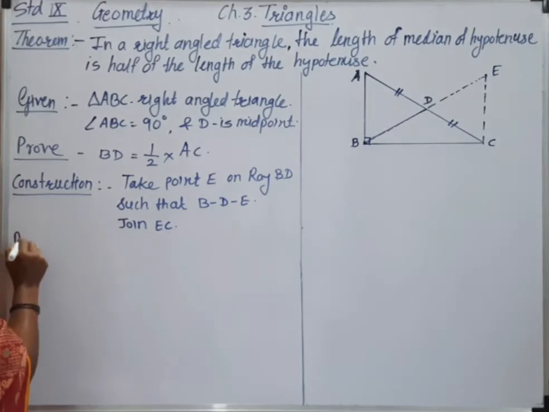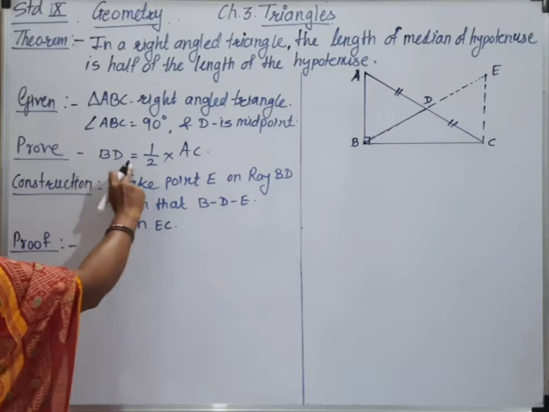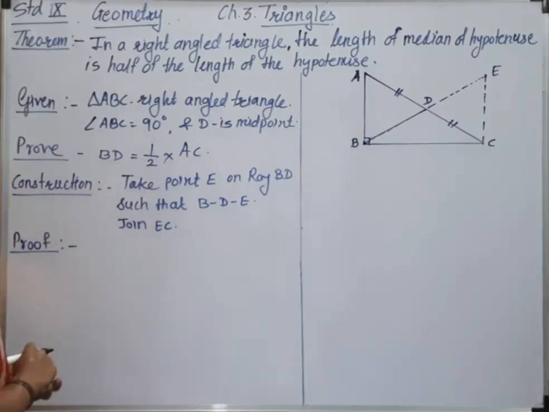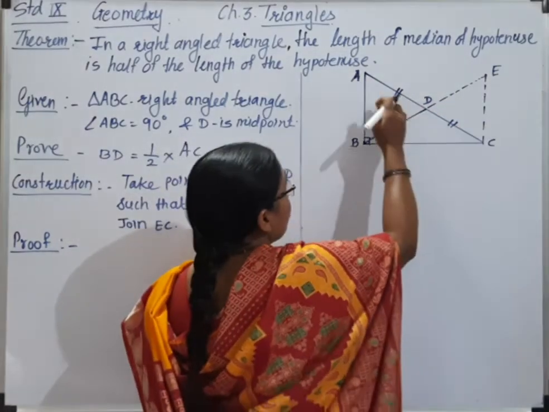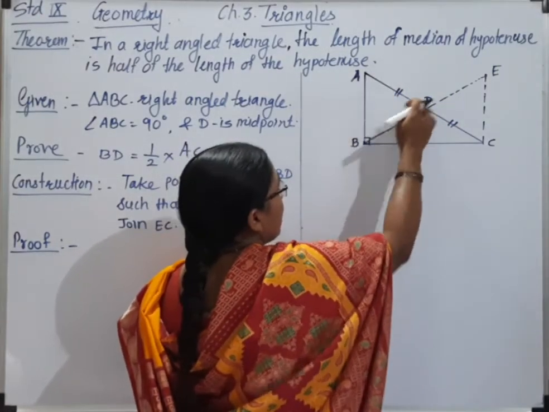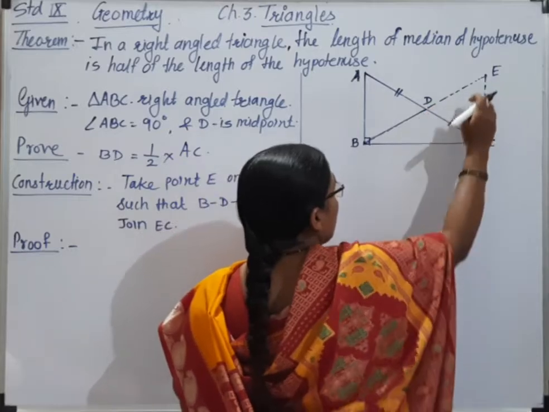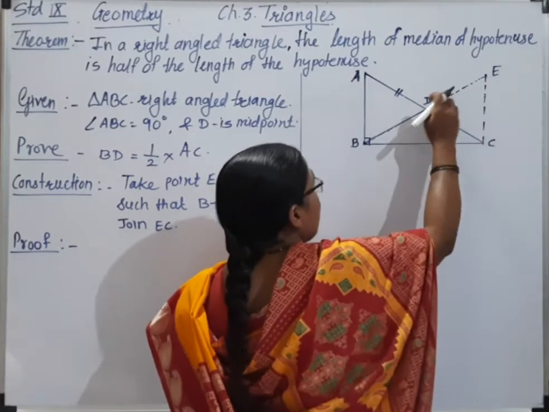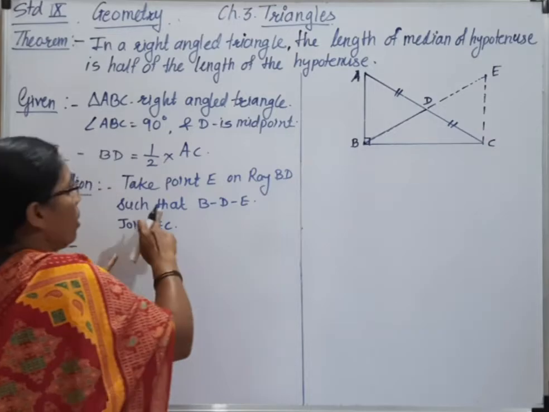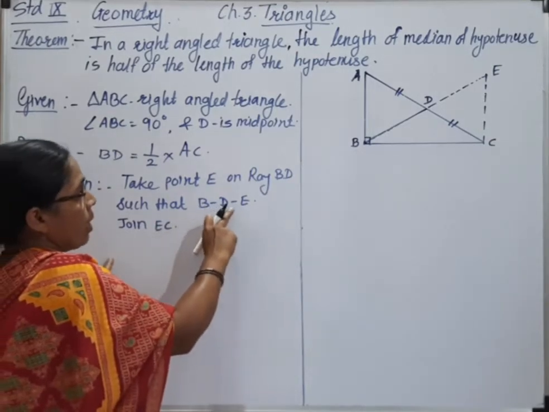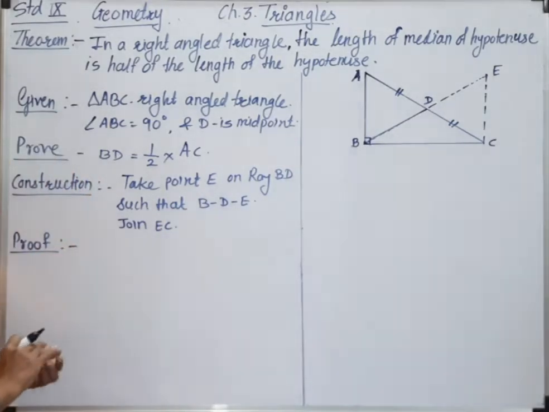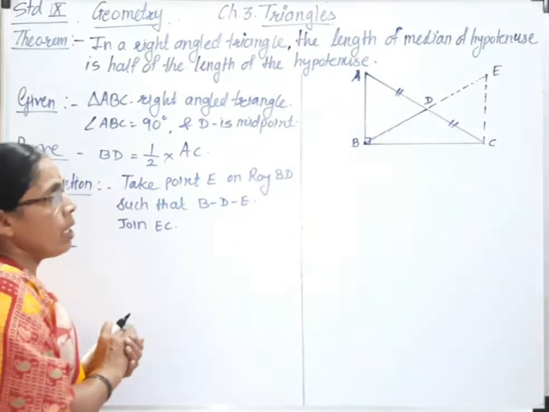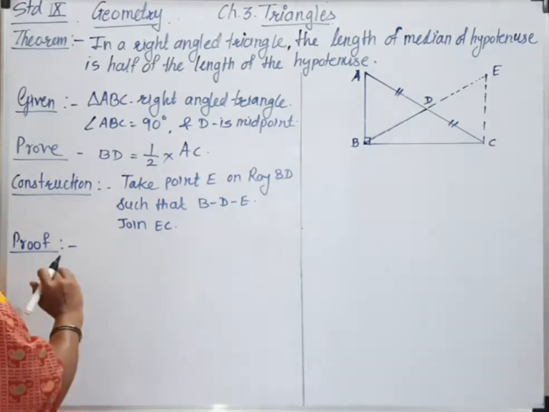Now we have to prove this: BD is half of AC. Because of this construction we got two triangles here, ADB and EDC. Now we have taken B, D, E collinear, meaning here BD is equal to DE.